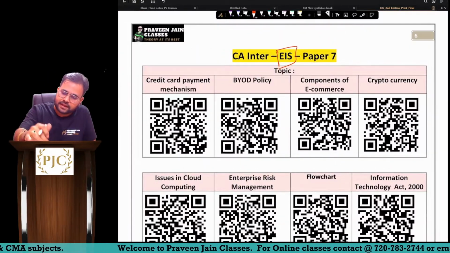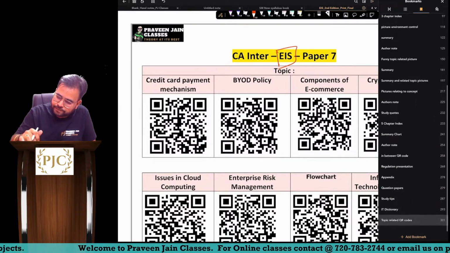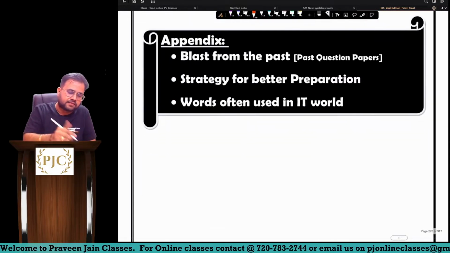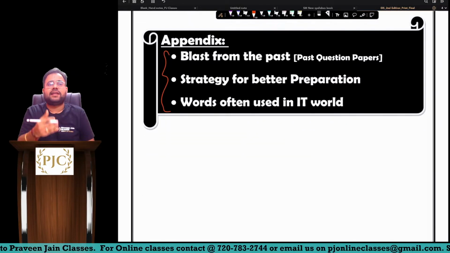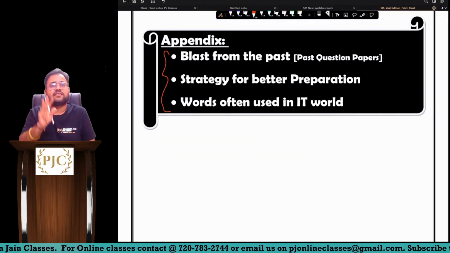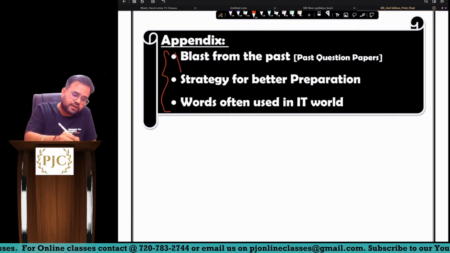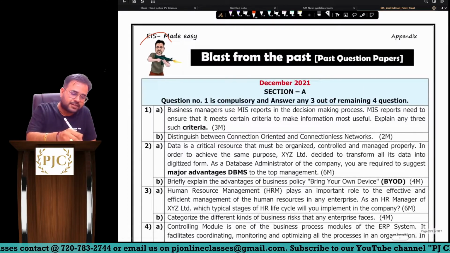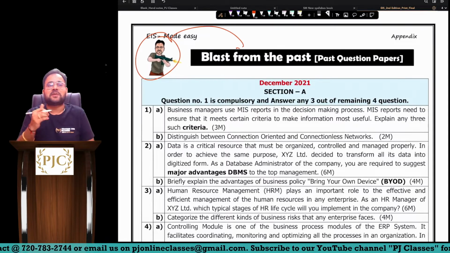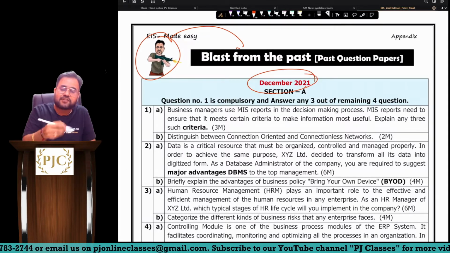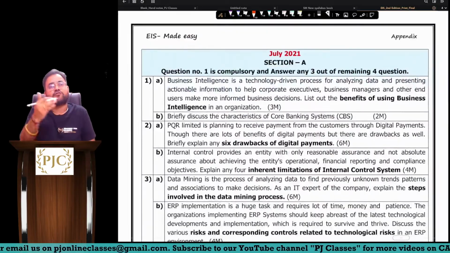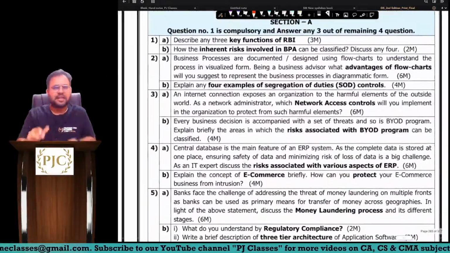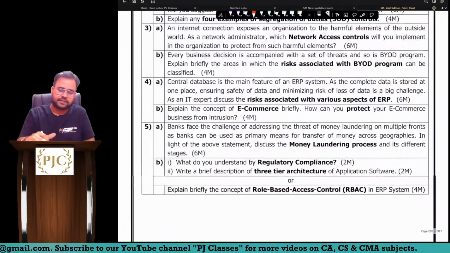Yeah. Then I said we have incorporated something called appendix. Now appendix consists of attachments, you can say. Appendix consists of three particular points. So one is blast from the past. It is nothing but your Tiger Zinda Hai. It is nothing but your past question papers. So you have December 21 question paper, July 21 question paper. Likewise, all the question papers, again in a very proper presentation manner, they are there, sir.